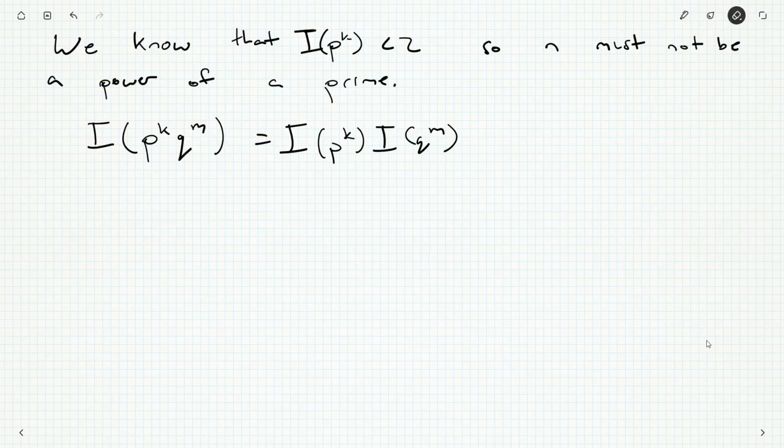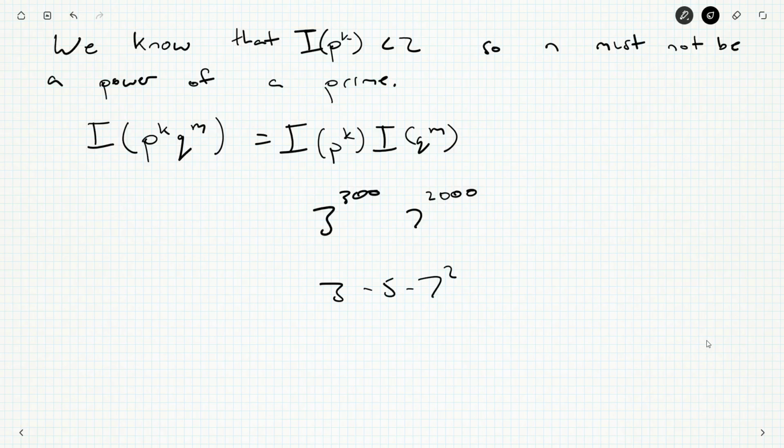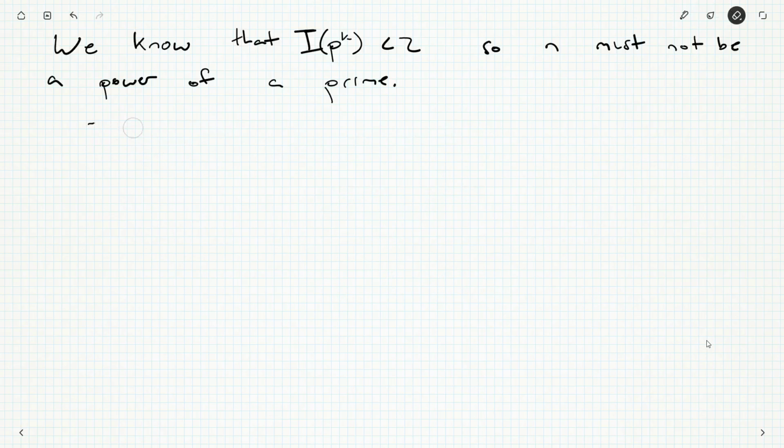There's nothing that immediately says this can't work, because all I know is that these both have to be less than 2. And then there's the question of smallest. Because maybe I can do this. Maybe 3 to the 300 and 7 to the 2000 works. But maybe by introducing like 3 times 5 times 7 squared times 11, introducing some more primes will bring this number down significantly.